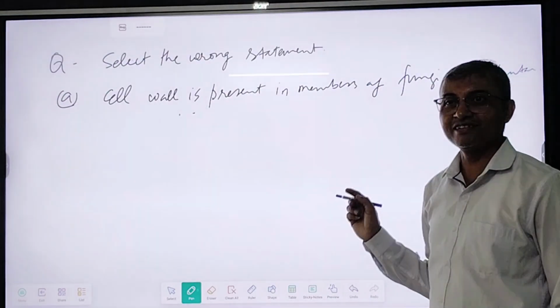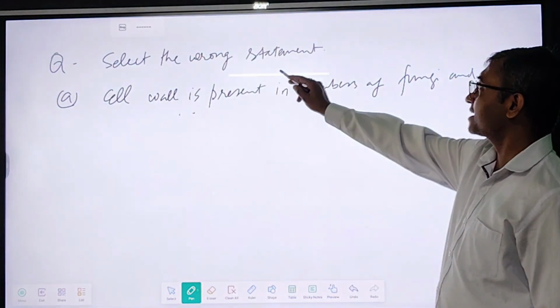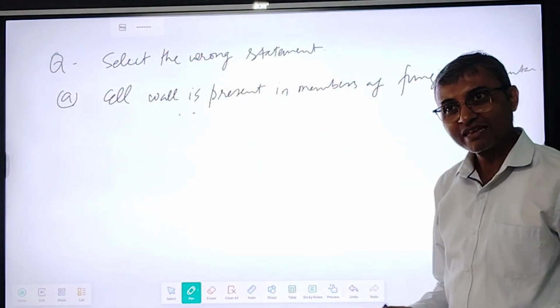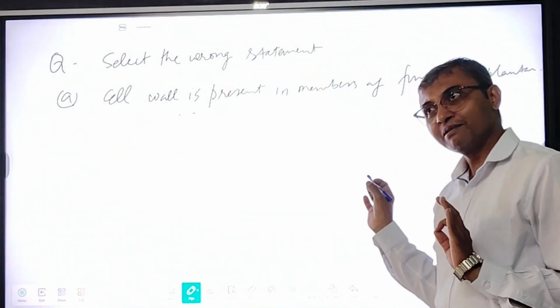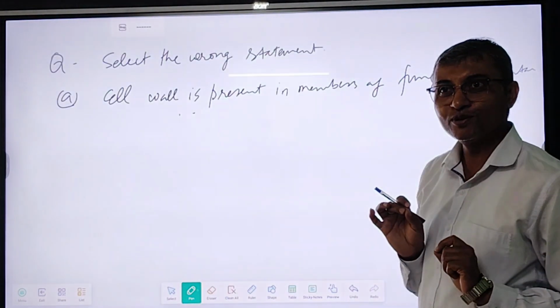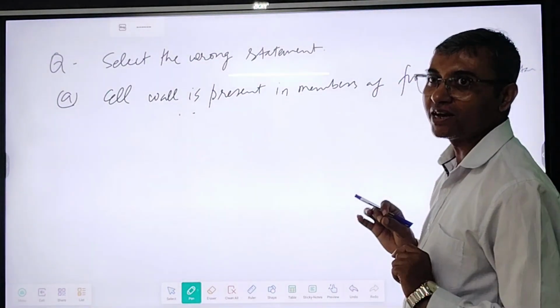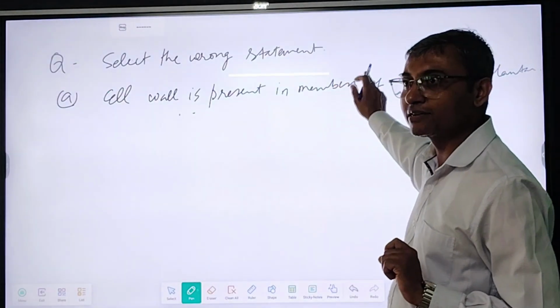We are asking to select the wrong statement. This is a correct statement because you know that cell wall is found in fungi as well as plantae. It is only the animals which do not have a cell wall. And another is Mycoplasma. So we have to remember this thing. This is the correct statement.